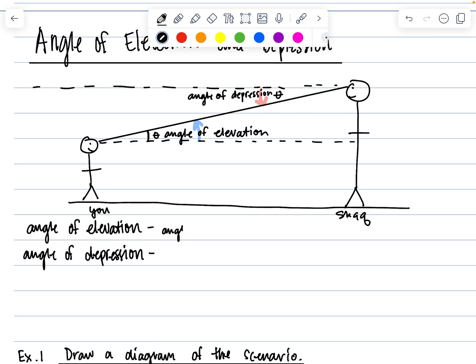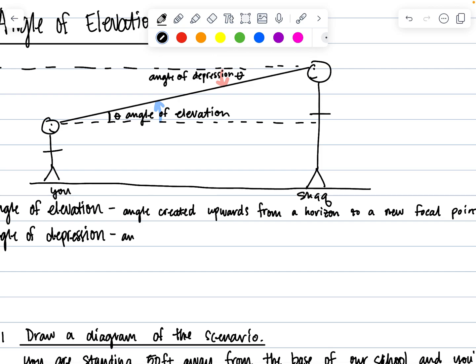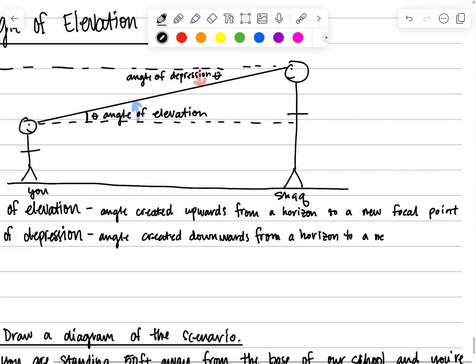Now, if you want formal definitions, or rough definitions, angle of elevation is an angle created upwards from a horizon to a new focal point. In this particular case, the focal point is Shaq's eyes. From your perspective, the angle of depression is an angle created downwards from a horizon to a new focal point. And this is from Shaq's eyes to your eyes, to a new focal point.